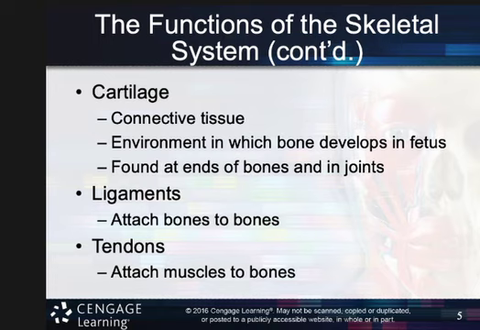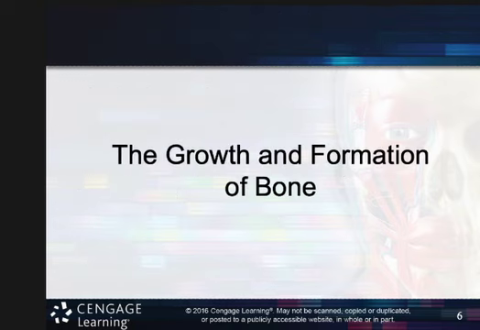Right? Cartilage is a structural connective tissue made up of chondrocytes, cartilage cells, embedded in lacunae and suspended in a semi-solid matrix. And it's found at the ends of bones and in joints, as well as in regions of long bones called epiphyseal plates, which persist until the end of puberty. Ligaments attach bone to bone, and tendons attach muscle to bone, and they're both made of dense, regular connective tissue, which we talked about in the tissue chapter.